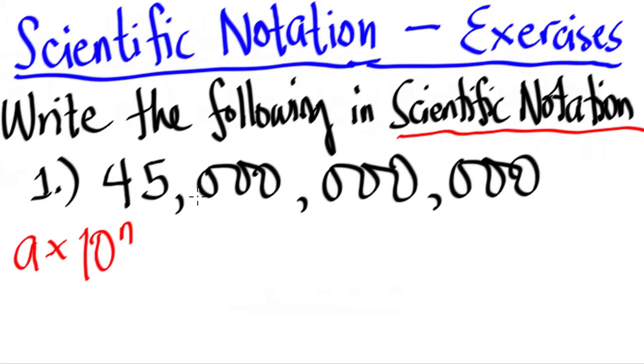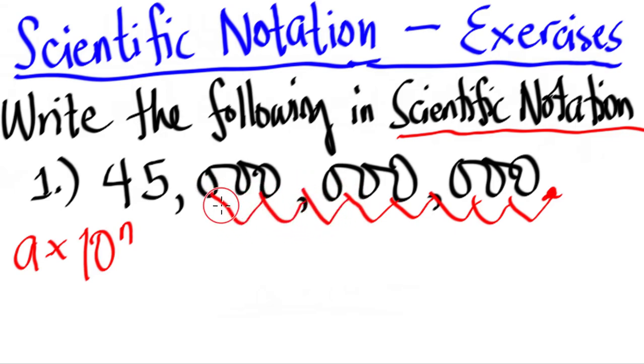Since we cannot see any decimal point, it is assumed that we have a decimal point over here. We'll be going to the left, counting the steps that we'll be doing. So we'll count 1, 2, 3, 4, 5, 6, 7, 8, 9, and 10. Our n, so that we won't forget, is equal to 10.